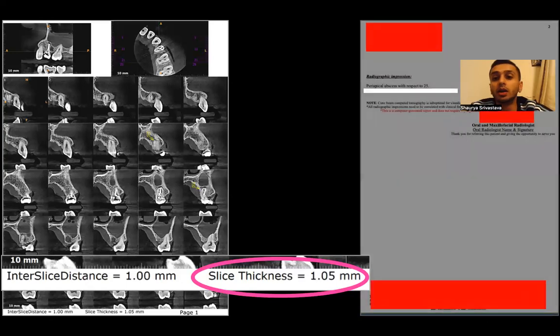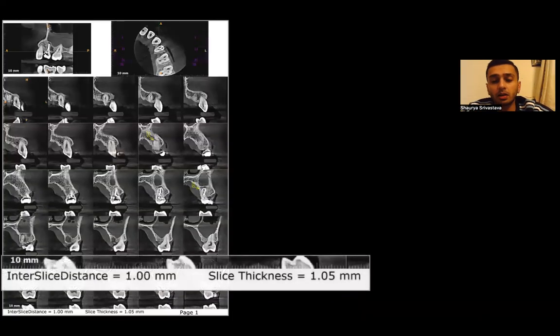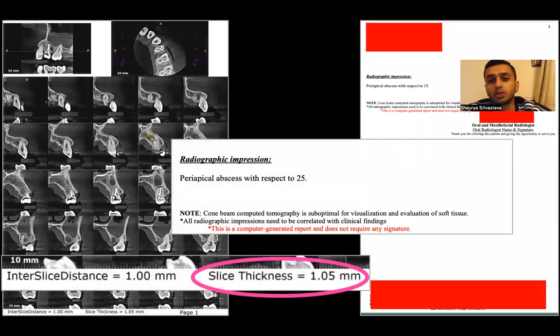Okay. So as we see here, the radiographic impression noted by them is that it's a periapical abscess. And again, you cannot diagnose an abscess based on just looking at a scan. An abscess is a histological term. It is not correct to use that. All right.